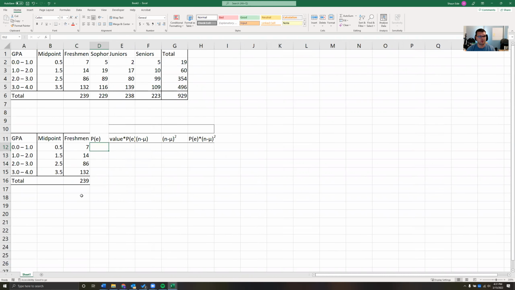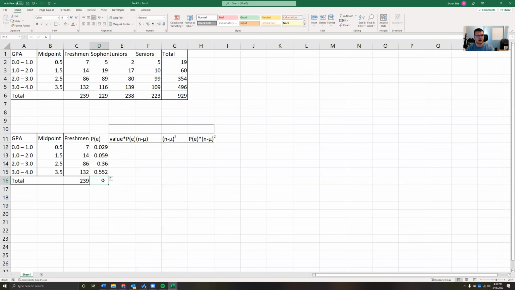And so in order to get the probability of the freshman to get any one of those observations, we're going to do equals 7 divided by 239, and I'm just going to put a dollar sign. Whoops, actually, that's not where I want to put the dollar sign. Equals 7 divided by 239, put the dollar sign right there. So that way, when we drag it down, the 239 does not move.